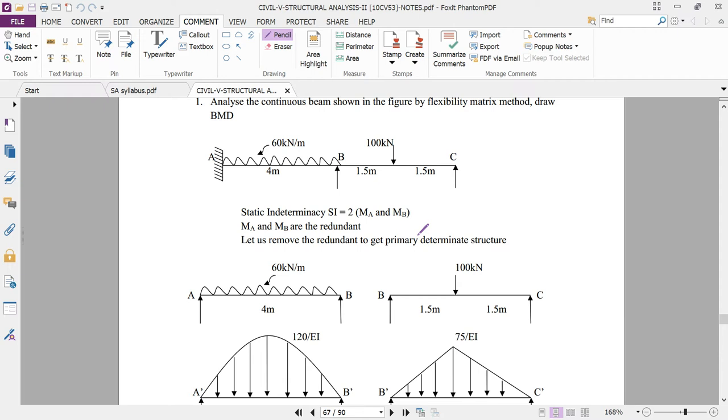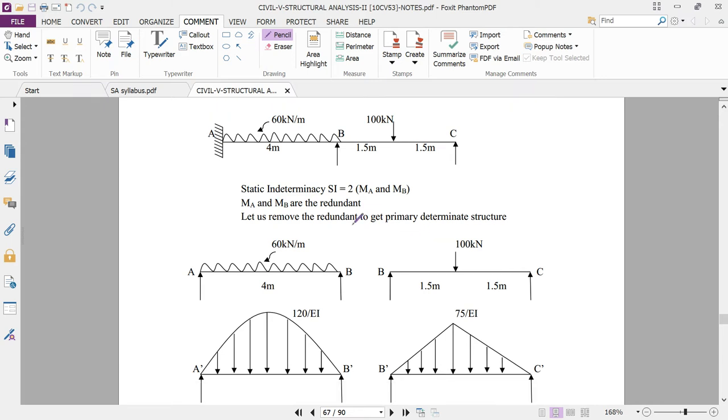This is the basic form of this method: whatever unknowns you find in step number 1, you assume as redundants. Okay, now let us remove the redundants to get the primary determinate structure. So what we have to do is split the diagram. We have split the spans AB and BC.